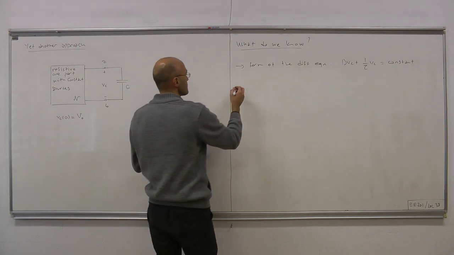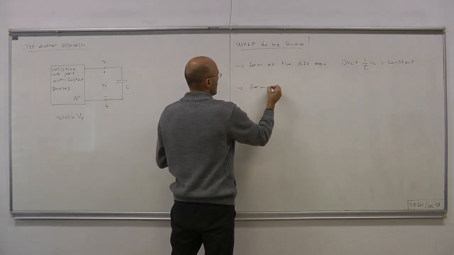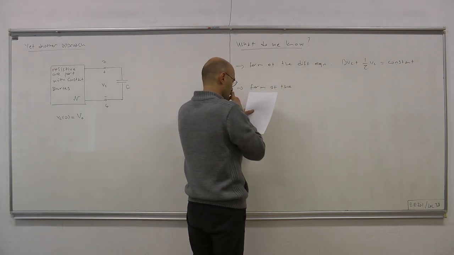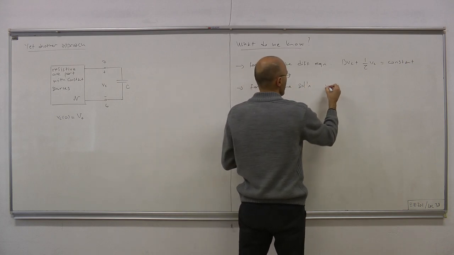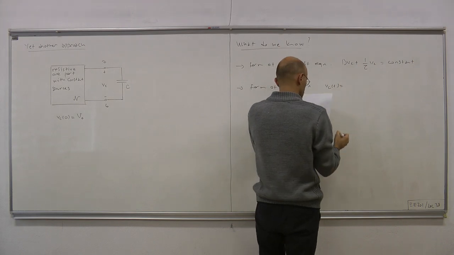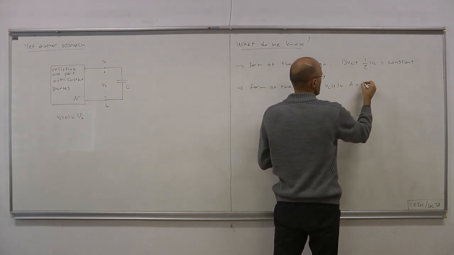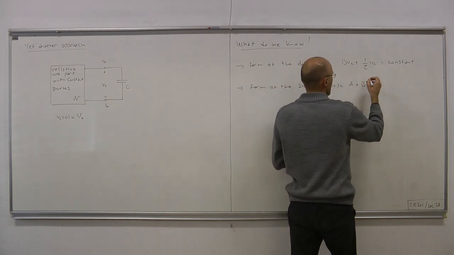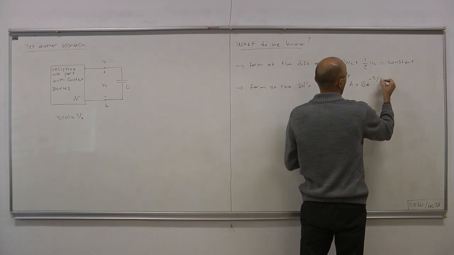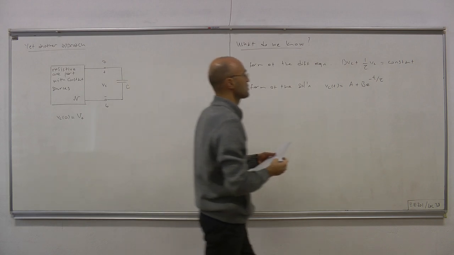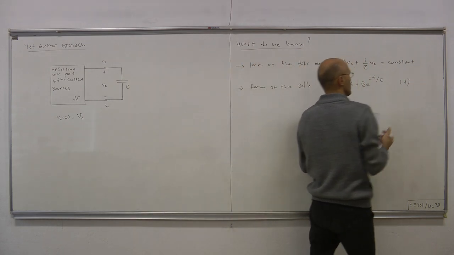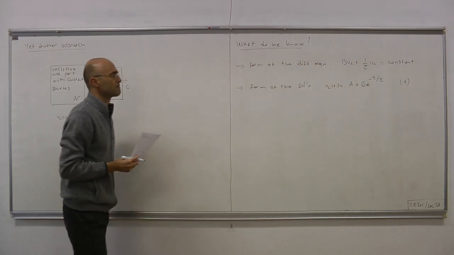So the form of the solution is Vc(t) must be some constant plus some other constant times e to the minus t over the time constant. Okay, so let's call this piece of information 1.